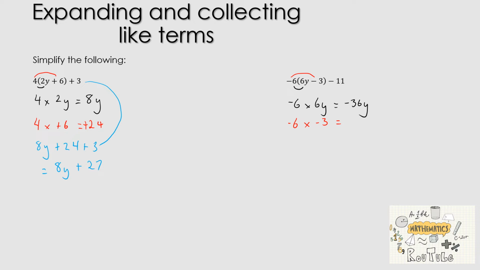So we've got negative 6 times negative 3. If you've got a calculator, please feel free to use it. If you're not sure if it's going to be positive or negative, a negative multiplied by a negative is always going to give you a positive value. So it's going to be positive, and then 6 times 3 gives you 18. So now we've got negative 36y plus 18. And now we can bring down our minus 11 like we did with the positive 3 before. Again, we've got like terms, both constants, so now we can join those constants together. We've now got negative 36y, and then 18 minus 11 should be positive 7. And there we have it. We cannot simplify any more.